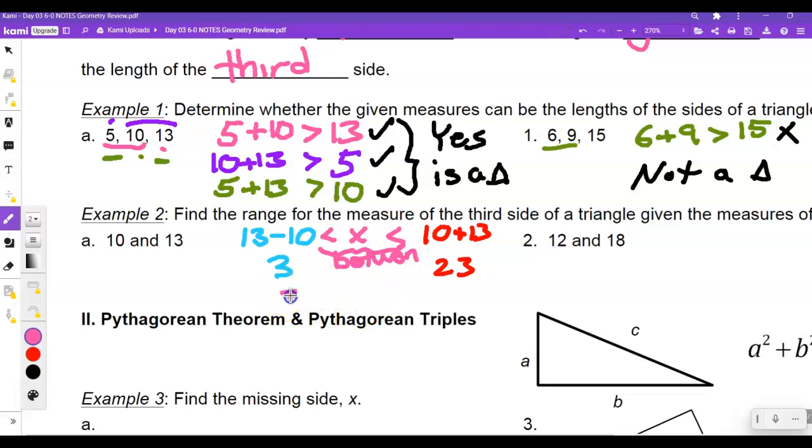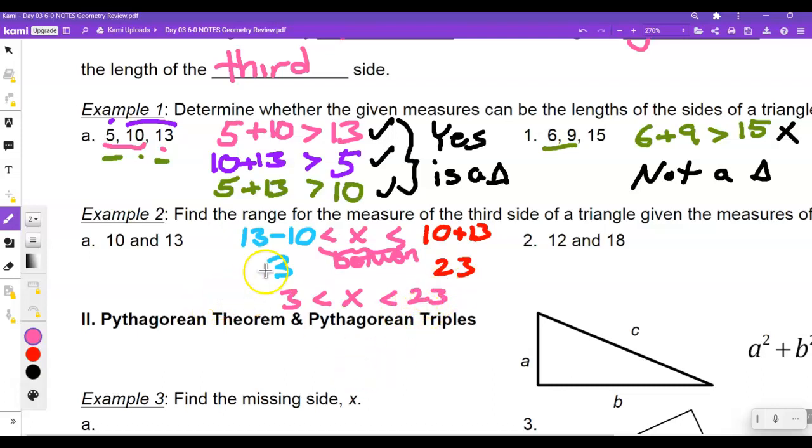So if you have 3 is less than x is less than 23, that means all the numbers between 3 and 23. Now notice how it doesn't include 3. So 3 cannot be an answer, but 3.01 can. And same thing here, 23 cannot be an answer. The length could not be 23, but 22.99999 technically could be an answer.